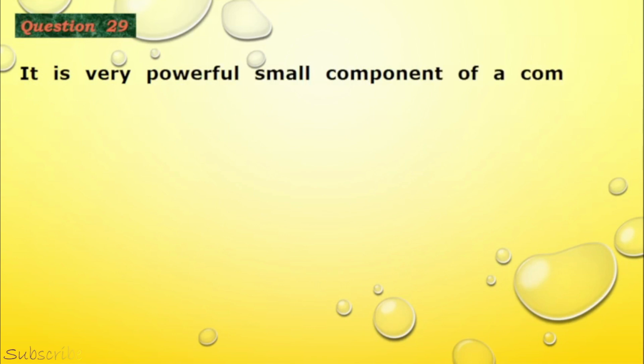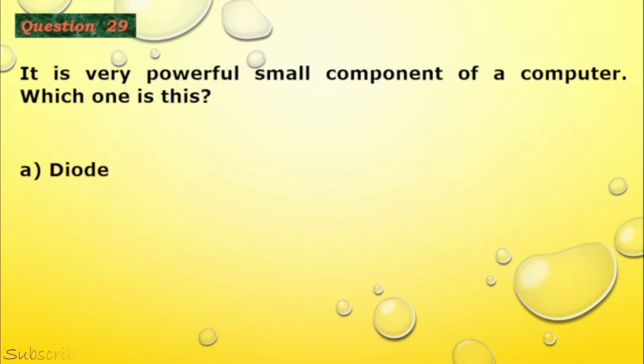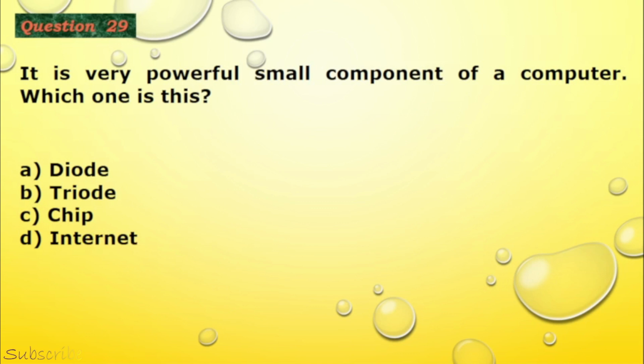Question number 29. It is very powerful small component of a computer. Which one is this? A. Diode. B. Triode. C. Chip. D. Internet. The correct answer is letter C, chip.